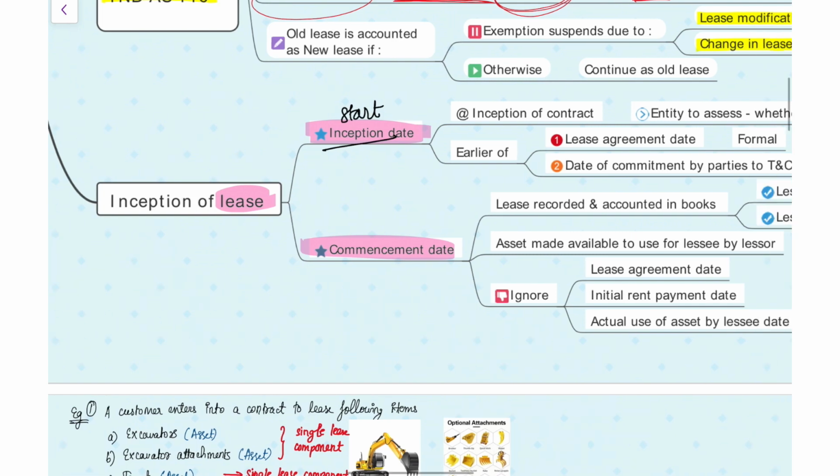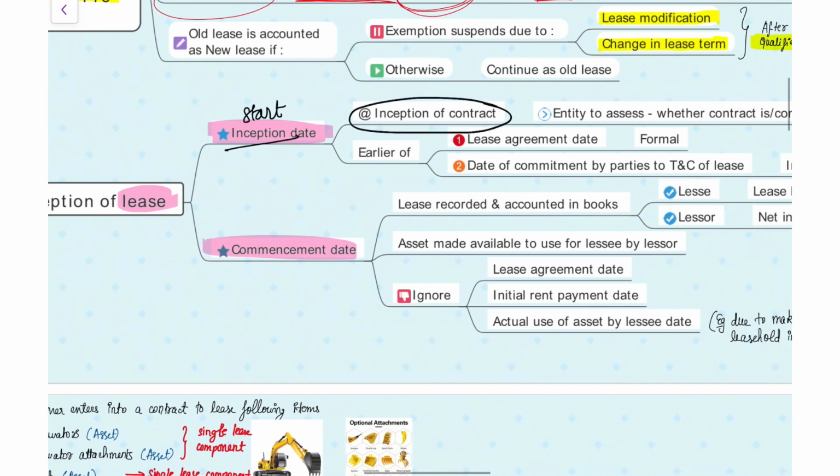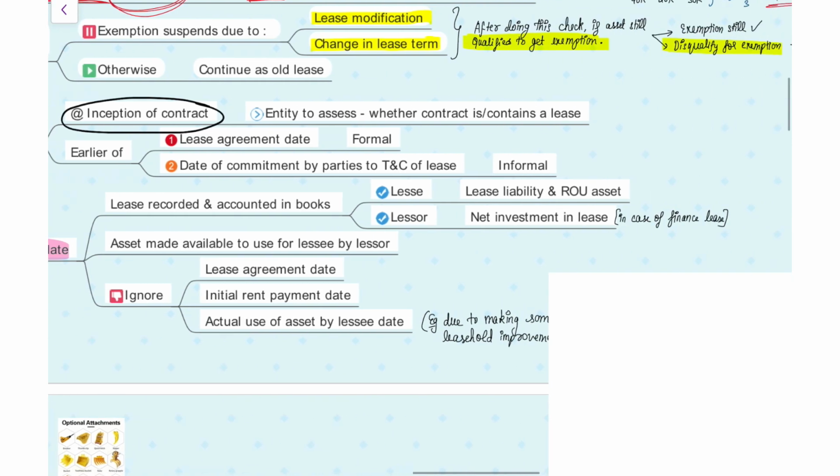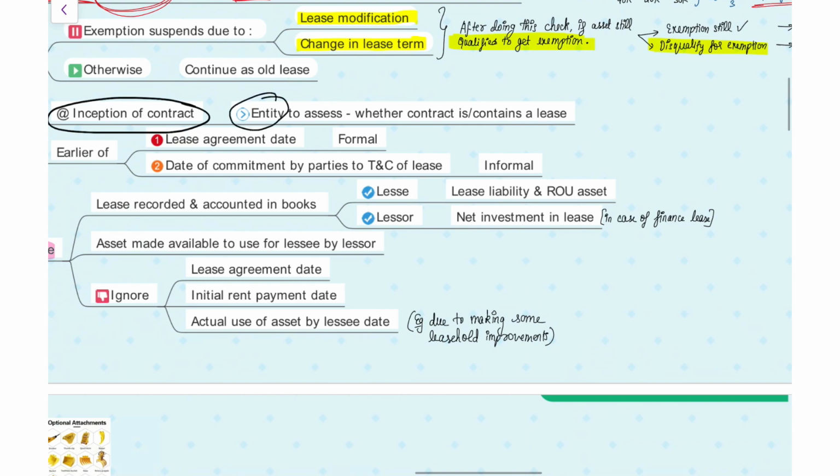So what you have to do is, at the inception of the contract, that is, if you are getting into an agreement with someone, at the start of the contract the entity has to assess whether the contract which it has entered into with a person contains a lease or not. If it is containing a lease, then you will record accordingly.